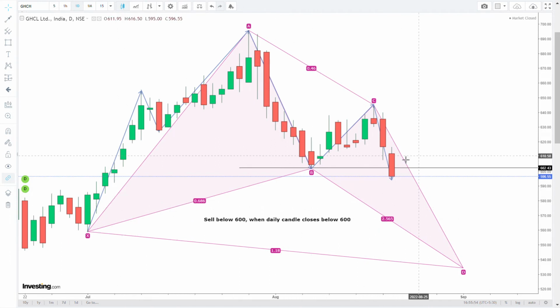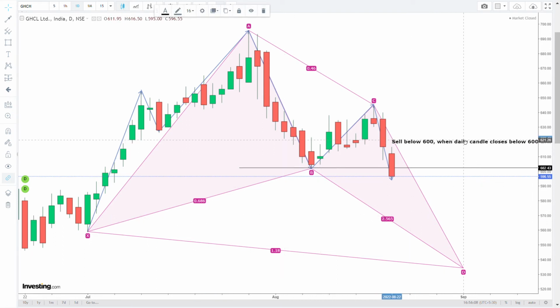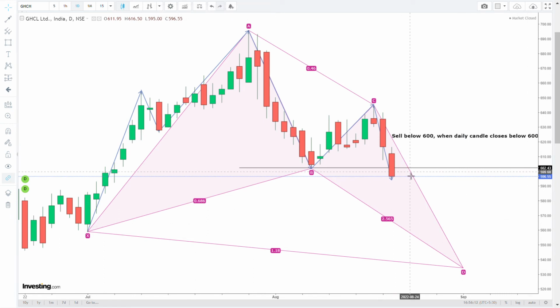So as per my observation, if in yesterday's session it retests the 601 level, we will sell it again. I'll put it here again: sell below 600. But we will wait for the retest. I will remove this.